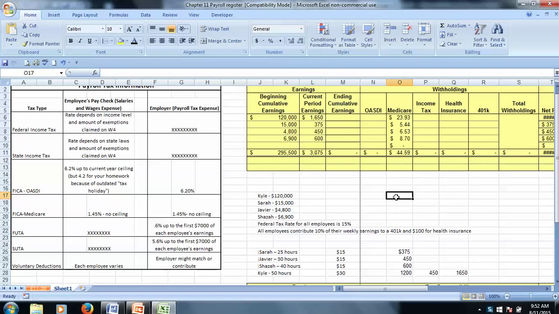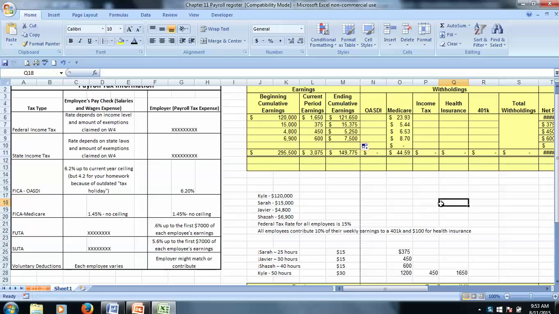All right, this now can give us our ending cumulative earnings for the period, and this is important because we're going to be analyzing this to see if we have reached any ceilings as they pertain to the different taxes: Social Security, Medicare, FUTA, SUTA, any of those taxable liabilities. We've entered in Kyle. He had $120,000 plus $1,650, giving us ending cumulative earnings of $121,650. We can simply use Excel to drag and paste all of those formulas down to see the ending cumulative earnings for each of our employees.